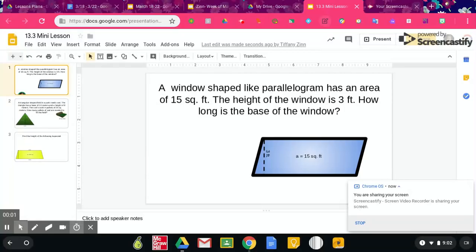A quick review of using area formulas to solve problems. So on the first one, you've got a parallelogram, and it says a window shaped like a parallelogram has an area of 15 square feet. The height of the window is 3 feet. How long is the base of the window?